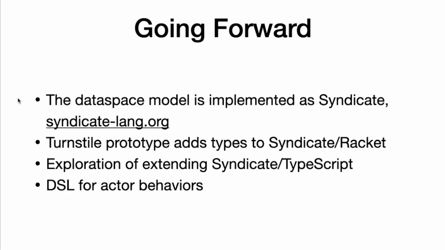Looking beyond this paper, the dataspace model is implemented as Syndicate, including extensions and libraries to several languages such as Racket and JavaScript. Our Turnstile prototype adds types to Syndicate and Racket, while we are exploring designs for Syndicate and TypeScript that account for dataspace communications. Now, rather than program dataspace actors in the lambda calculus, we use a DSL oriented around assertion-based conversations. This opens the possibility for richer type structures.